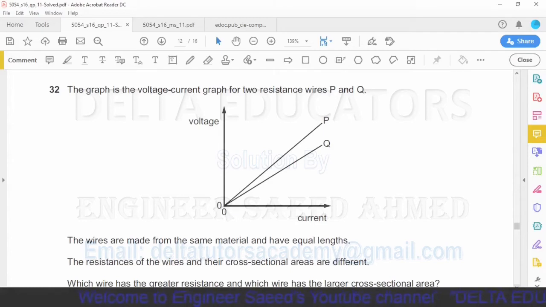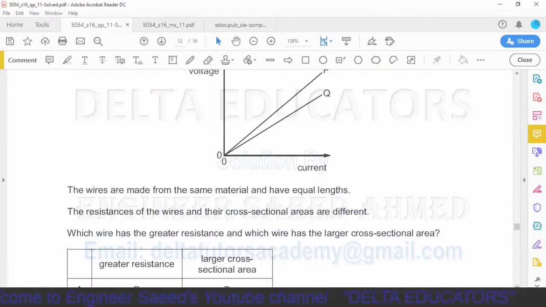Question number 32. The graph is the voltage-current graph for two resistance wires P and Q. Here we have plotted a graph between current and voltage, so the gradient will represent the resistance. The wires are made from the same material and have equal length. Both the wires are of the same material and of equal length. The resistances of the wires and the cross-sectional areas are different.